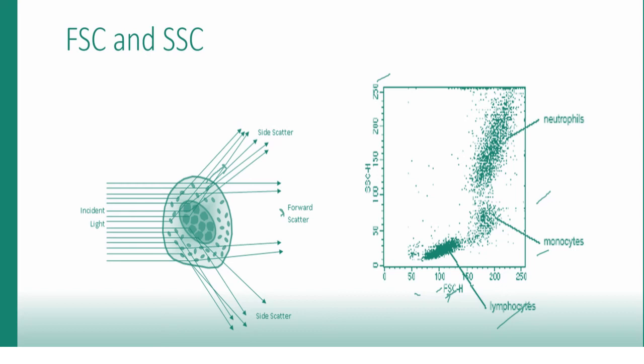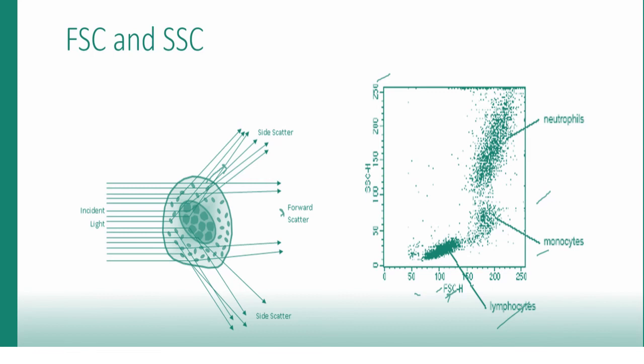The second one is the side scattered light. There are some granules inside the cell. Some cells have granules and some cells don't. So how many granules there are, and how this granular complexity is determined, is by this side scattered light. Now see, this is the incident light, and it is reflected by the granules of the cell, and it is scattered sidewise. So this light is measured at a 90 degrees angle to the excitation light. It is called side scattered light.